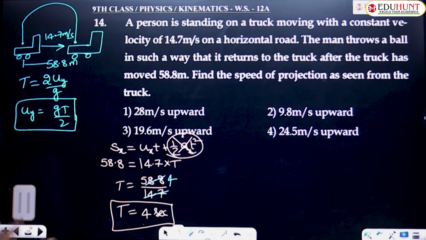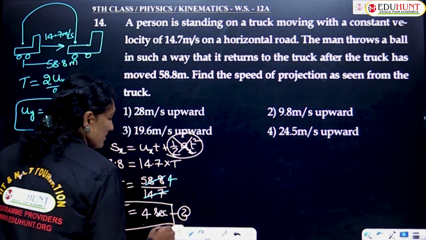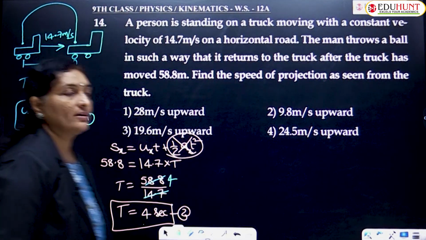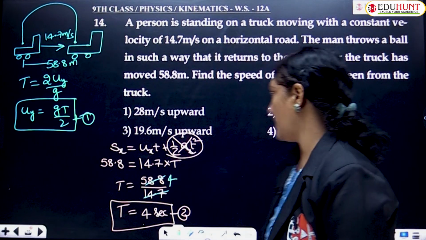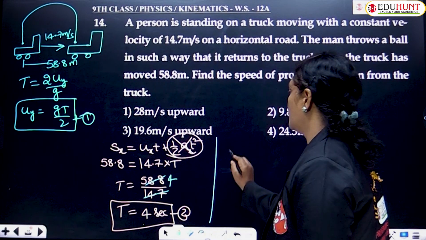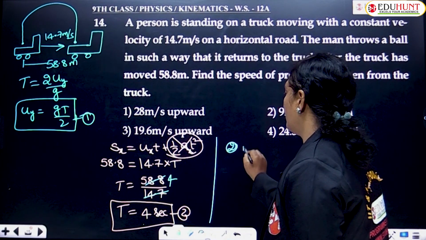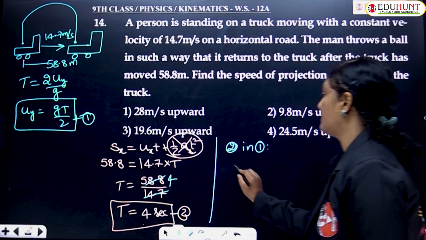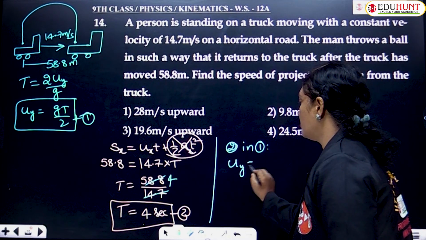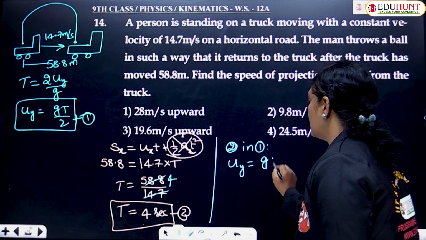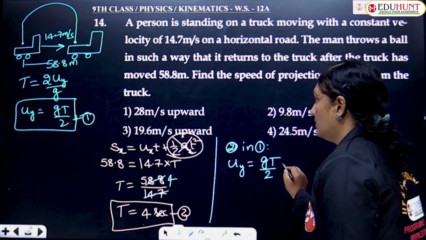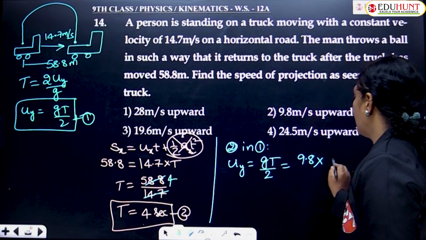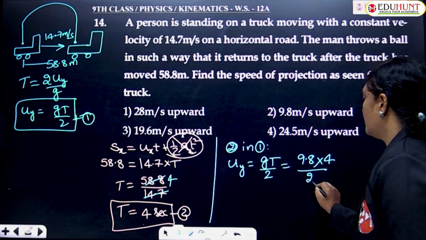So substituting the value of equation 2 in equation 1, we can find the value of the vertical projection. Let us see what happens. Uy is found to be gT by 2, where g is taken as 9.8, and T must be taken as 4 upon 2.